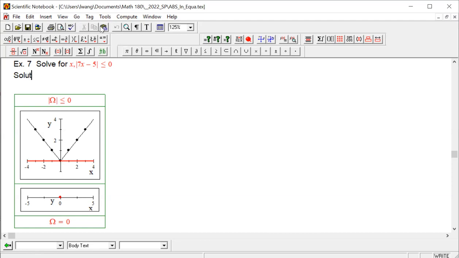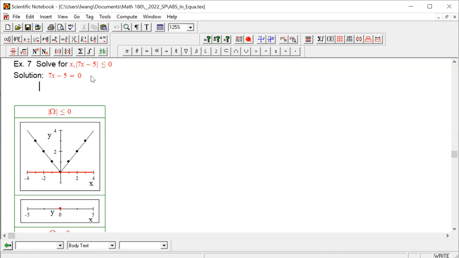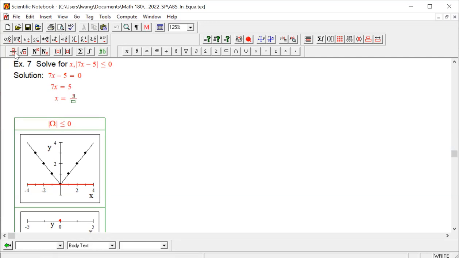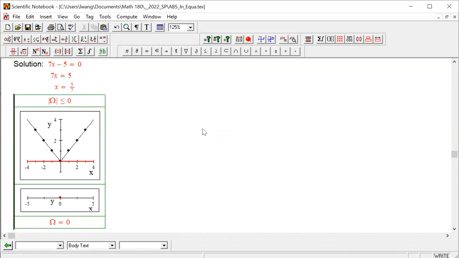So I start to formulate my solution. My solution says omega must be 0. So this is my omega, right? And then I'm solving for x, I'm isolating x. So 7x equals 5, and the next thing I get, I found the solution. X is equal to 5/7. That's it. Okay, finished.